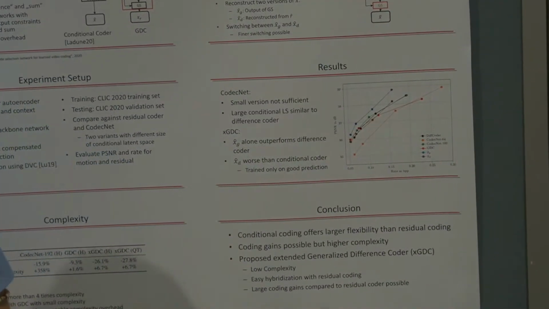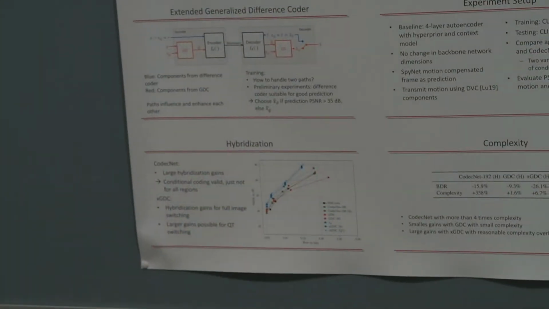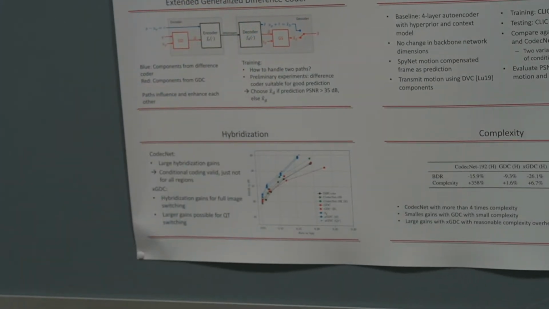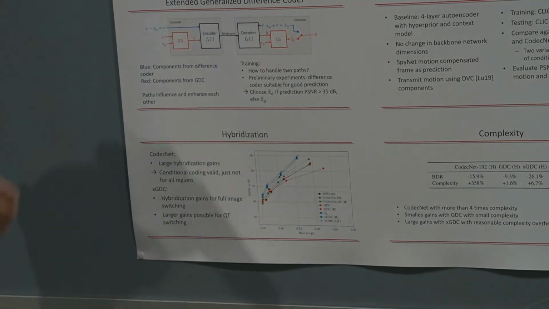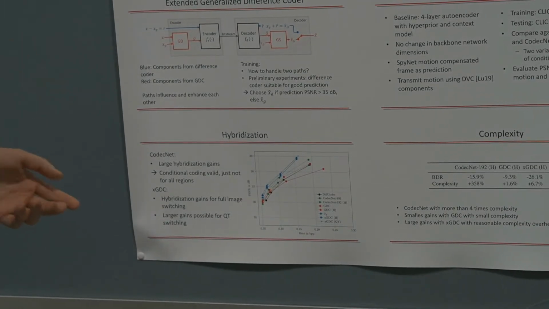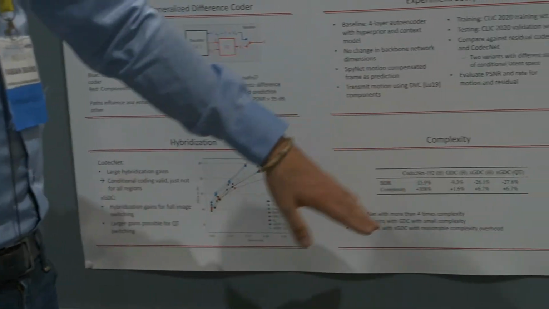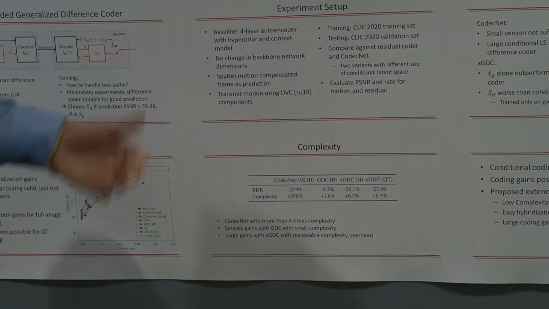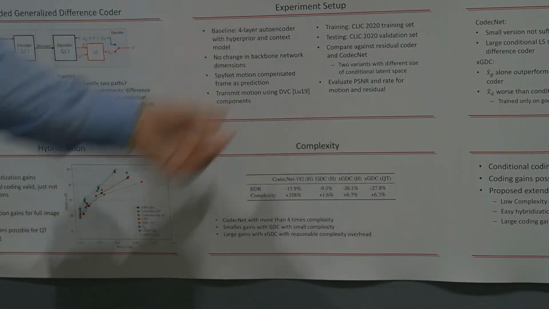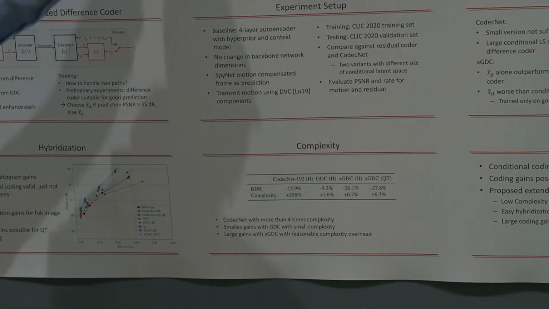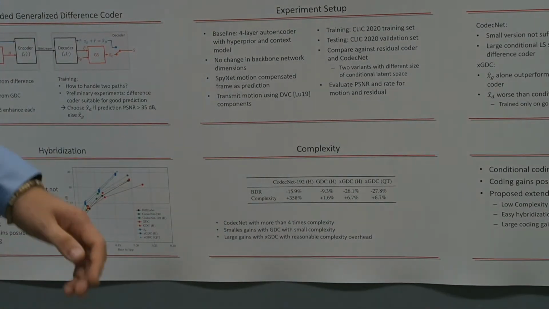When we look at the results, we can see that our network performs best of all the competitors. And when we go to the hybridization, where we have actually used this switch, we can see that we gain even a little bit more rate savings. In terms of complexity, you can also see that our method has very low complexity. In terms of number of network parameters, we have only 6.7% additional complexity, which is very reasonable, and we still get very nice gains.